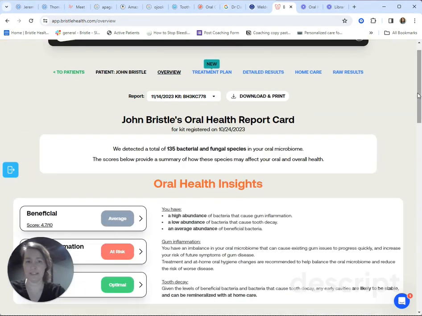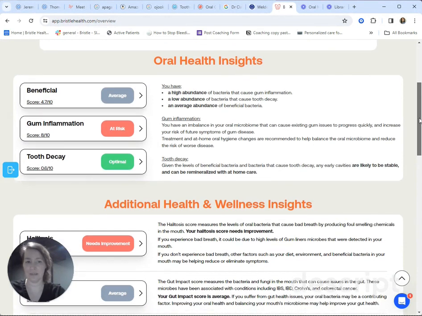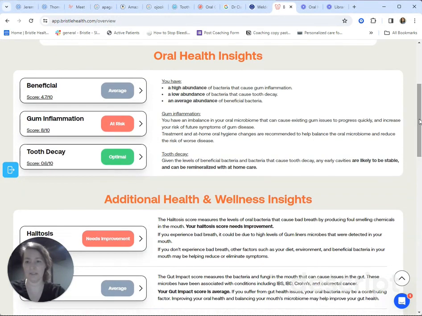So based on his oral microbiome testing, just on his gum inflammation score, he would be a good candidate to start some therapies to reduce his risk.